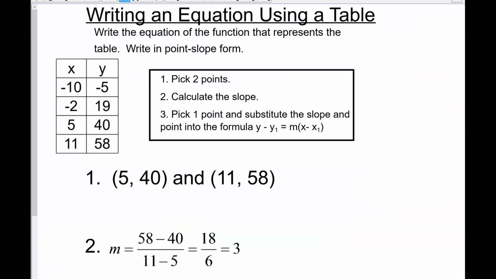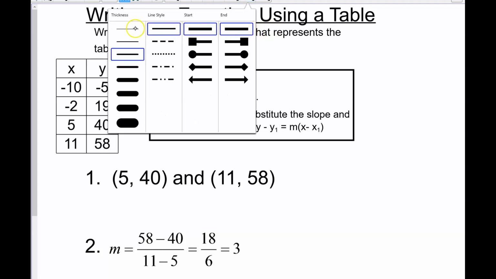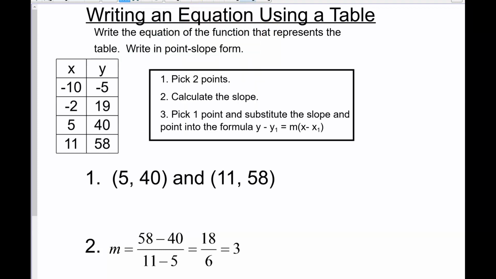All right, so one last thing we'll look at today is writing equations using a table, okay? So one way that we can do this is think of our change in y over our change in x. When we see a table, especially a 2-column table like this, our x values are usually on the left with our y values on the right. So we're going to write an equation of the function that represents the table, and then we're going to write it in point slope form.